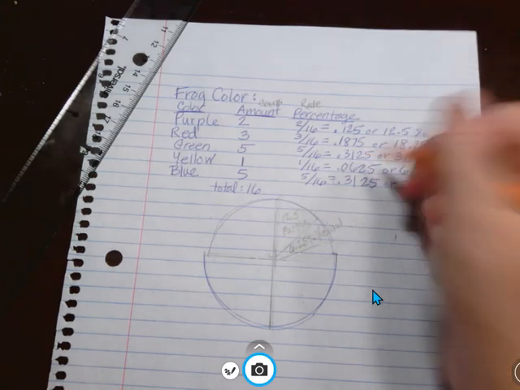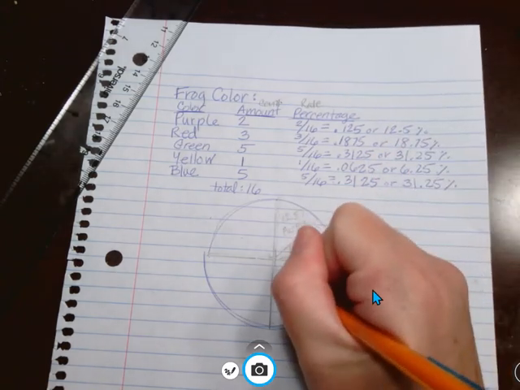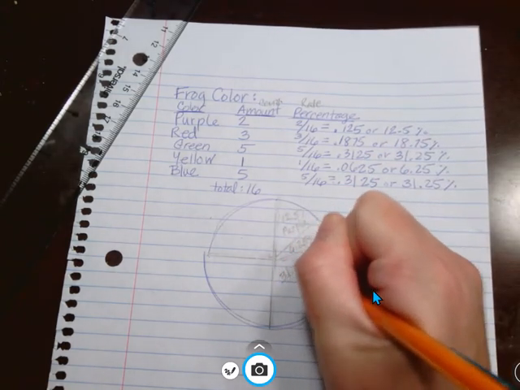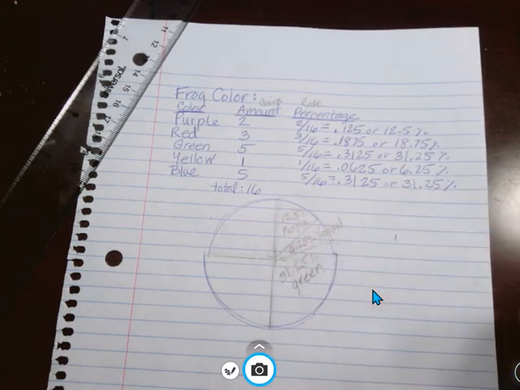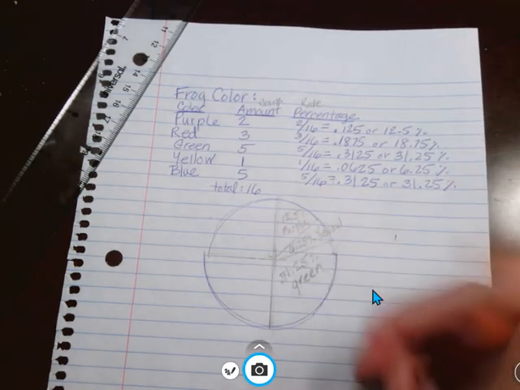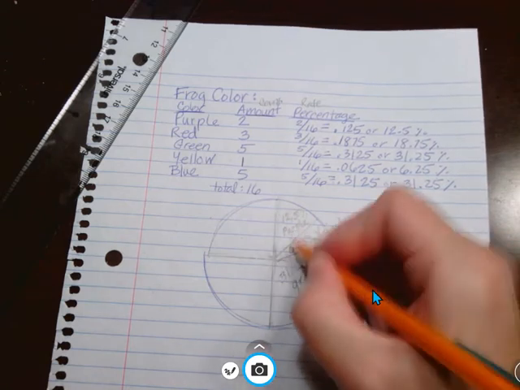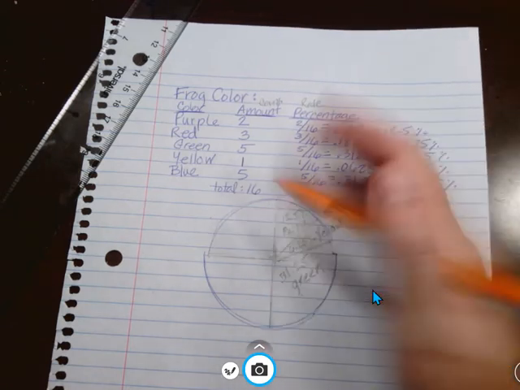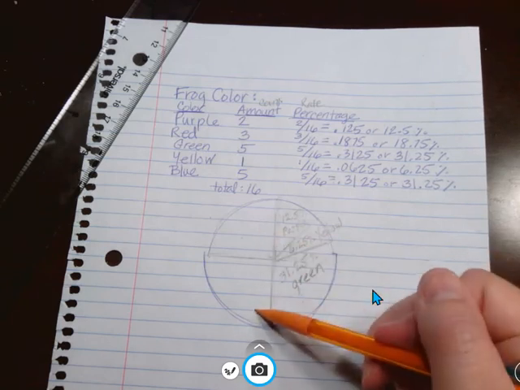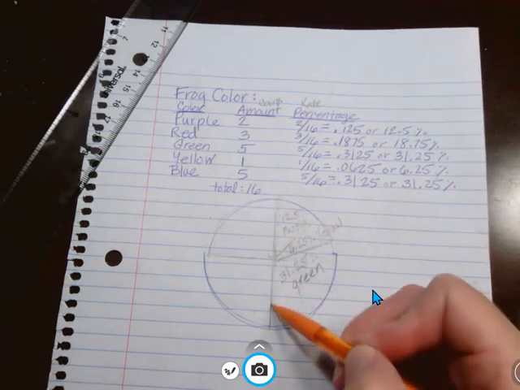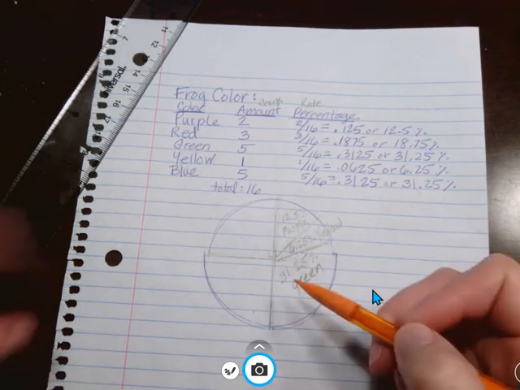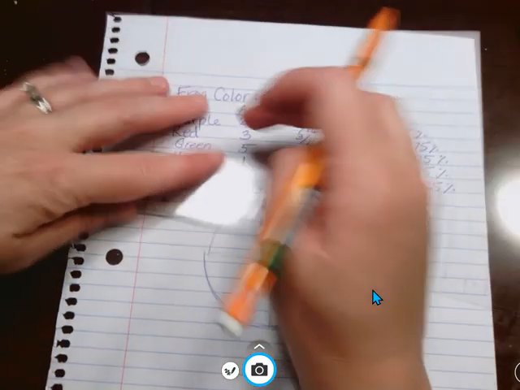So let's do the first one, green. 31.25% green. Okay, I got this, this. All right, so now I'm about 50% left here. Okay, I need another 31.25%, and I know it should be about as big as this one. So I'm just going to mirror it over here.